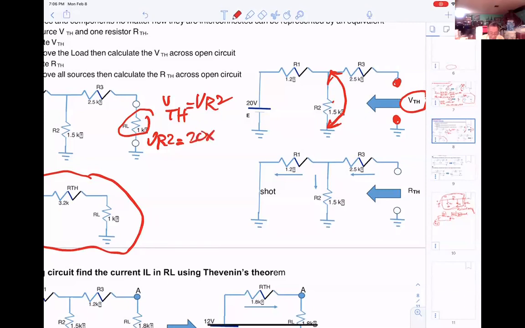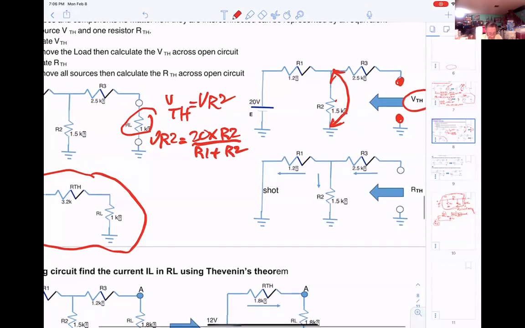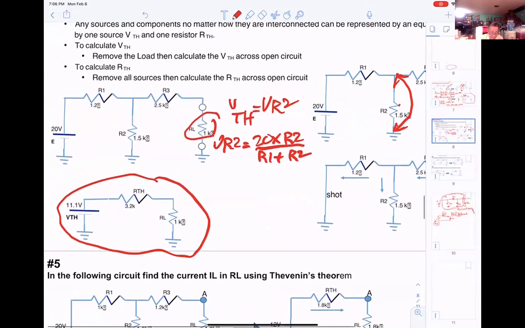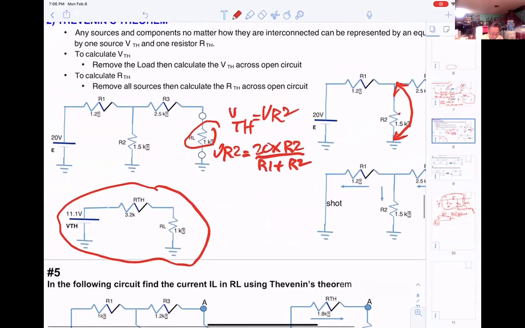Time R2 divided by R1 plus R2. So that's why it's easy to calculate the VThevenin. And if you do the calculation, I believe you get 11.1 volts.